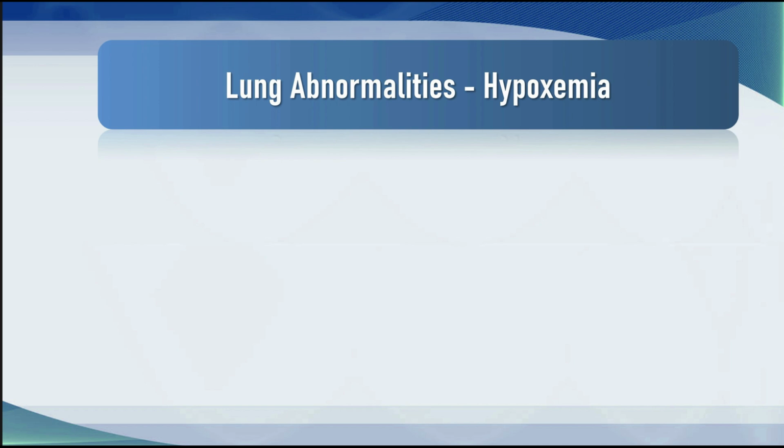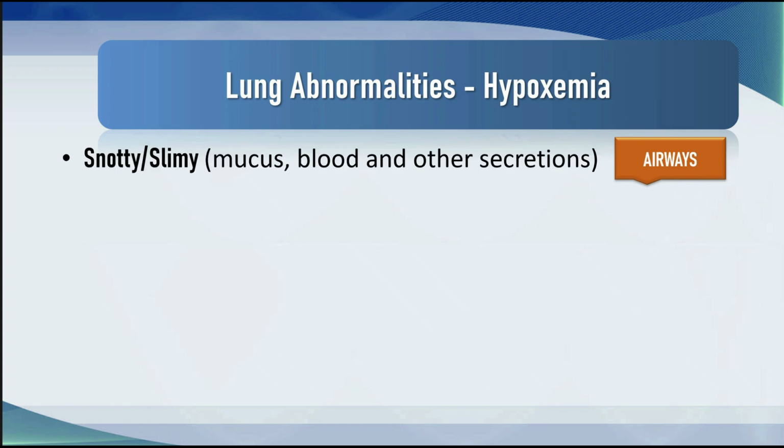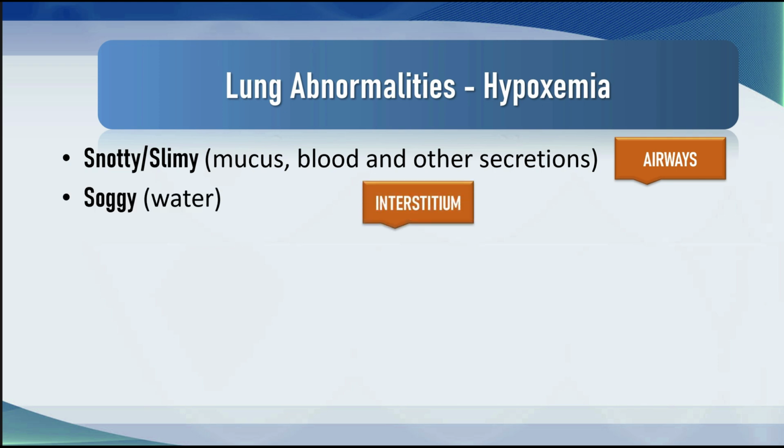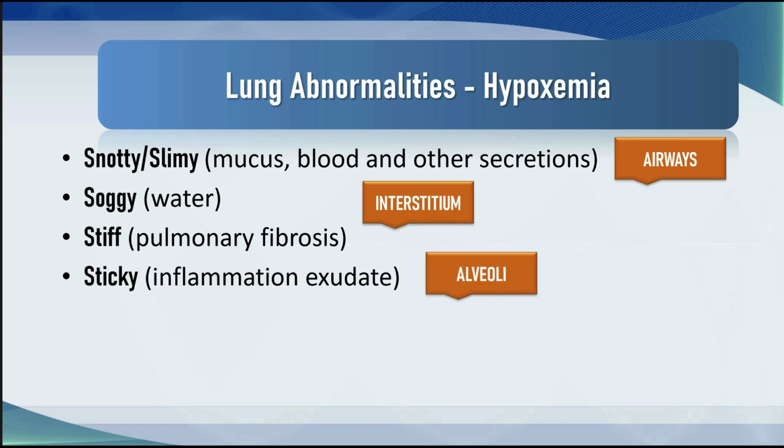You can look at the 6 S's as being the type of material that causes problems in different locations around the lungs. For example, with the airway, it's snotty and slimy material. This is mucus, blood, and other secretions. In the interstitium, we have soggy for water and stiff for pulmonary fibrosis. In the alveoli, we have sticky. This is an inflammatory exudate.